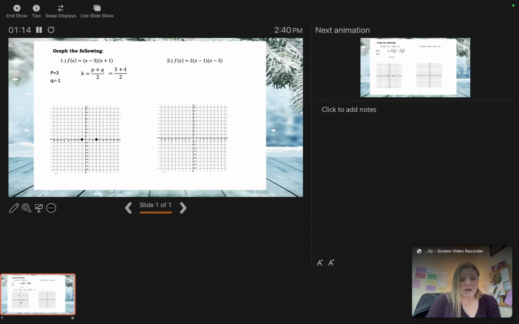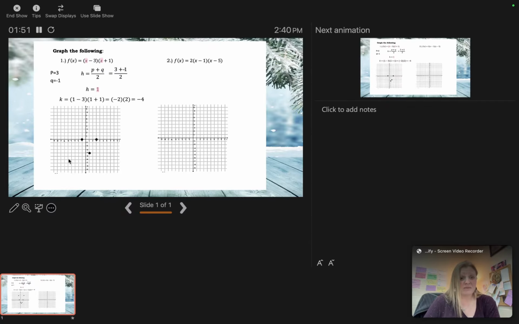So I'm going to add my P and Q, or my x-intercepts together, 3 plus -1, and divide them by 2, and when you do that, you'll get 1. So my H coordinate for my vertex is 1. And then to get K, the rule is you plug H in for X. So here's my H, and then there's my X's, so you're just going to replace those X's with 1. So now I'm going to do 1 minus 3, 1 plus 1, multiply those together, and it's going to get me -4. So my vertex is at 1, -4.